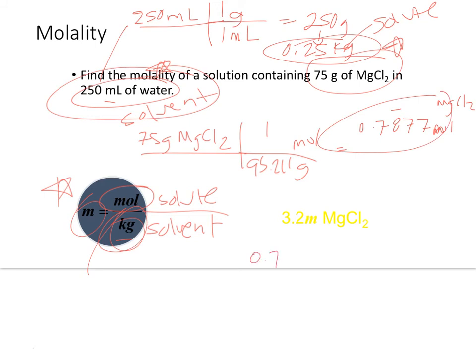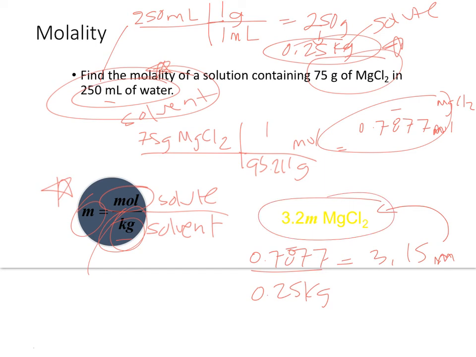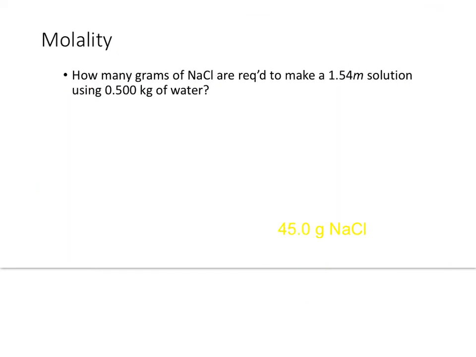So 0.7877, that's going to be divided by 0.25 kilograms. We plug this into our calculator. This gives us 3.15 molal. And with the appropriate number of sig figs, which is 2, we end up with a 3.2 molal solution of magnesium chloride.